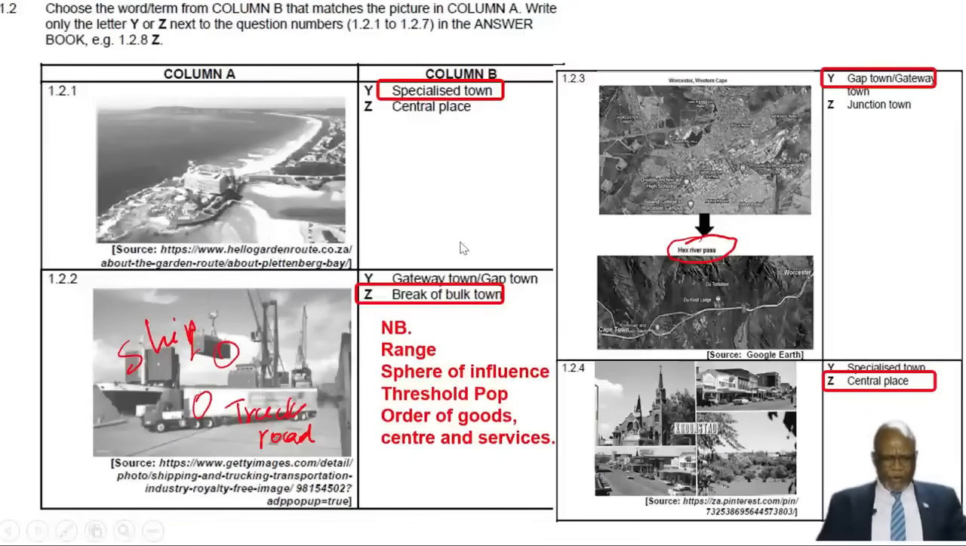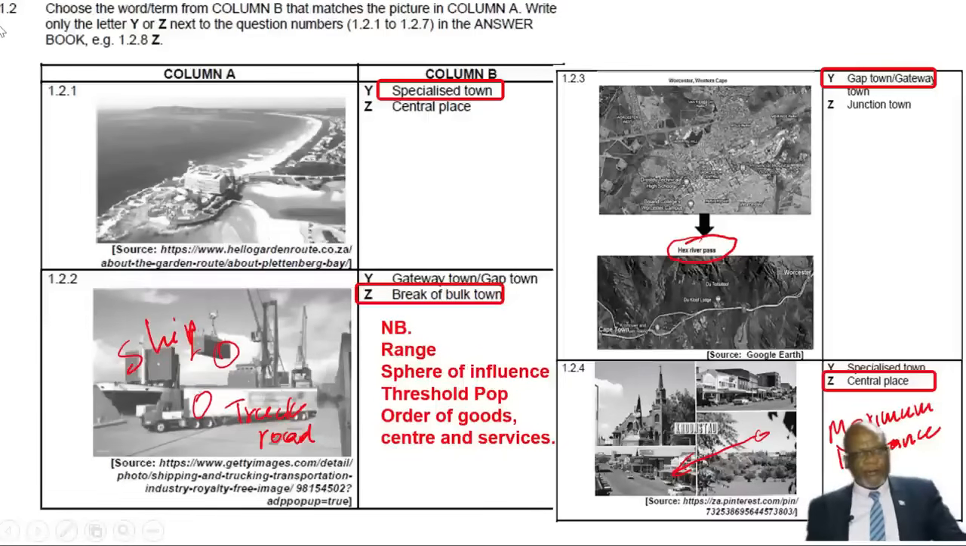Now, when you're talking about a central place town, you need to know a few concepts. Number one, a range. Here, people that stay in this rural area move to the town. So what do we call that? We call that a range. What is a range? A range is the maximum distance that a customer is prepared to travel for goods or for services.